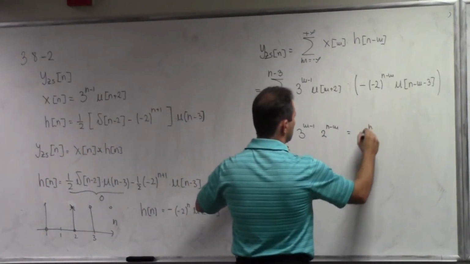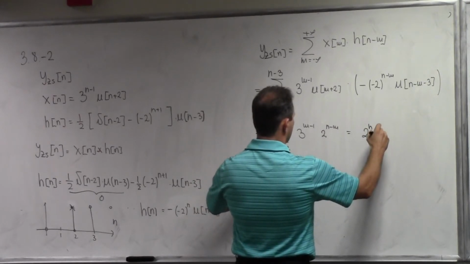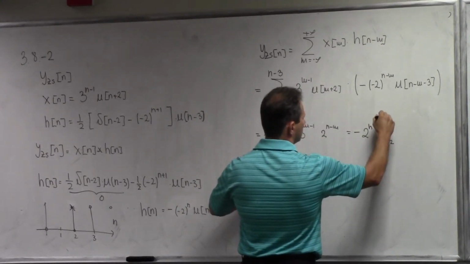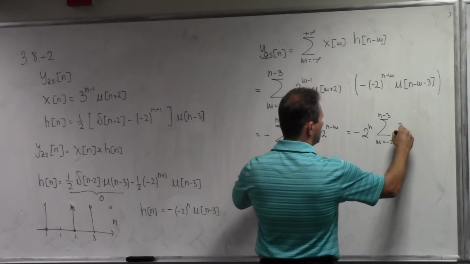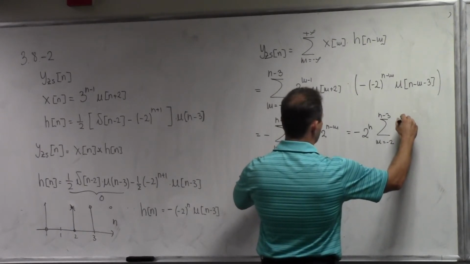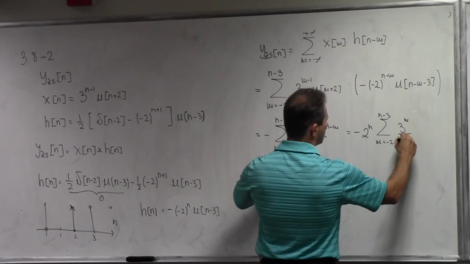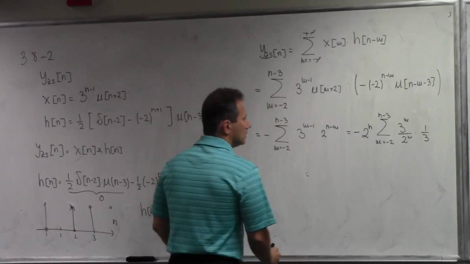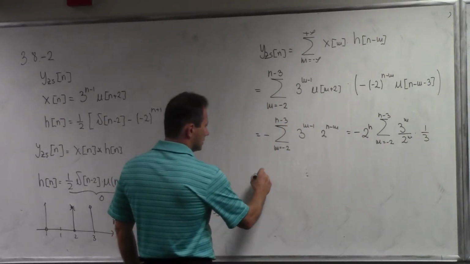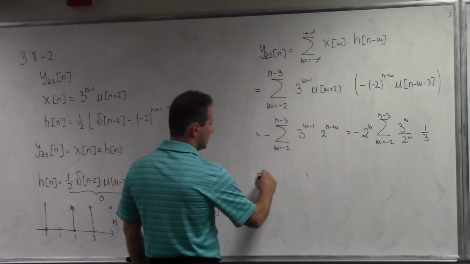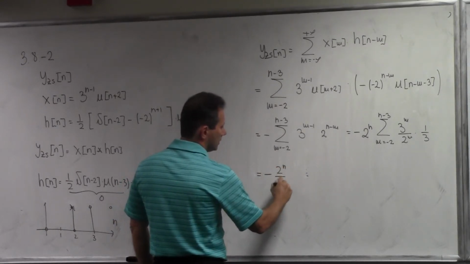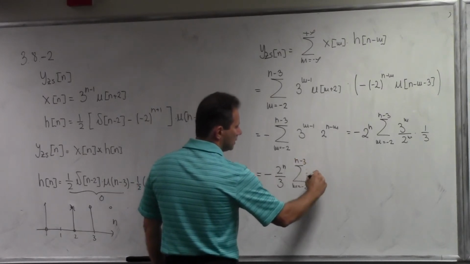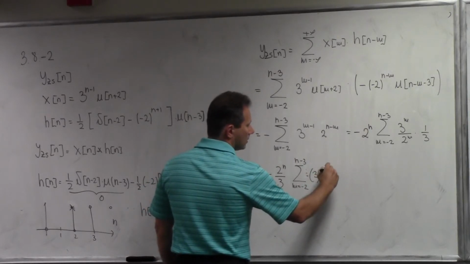Let's just carry this a couple more steps. So 2 to the n goes outside. I can say minus 2 to the n times the sum, m goes from minus 2 to n minus 3, of 3 to the m over 2 to the m times 1 over 3. And this is, let's see, I can say minus 2 to the n over 3, sum m goes from minus 2 to n minus 3, 3 halves to the m.